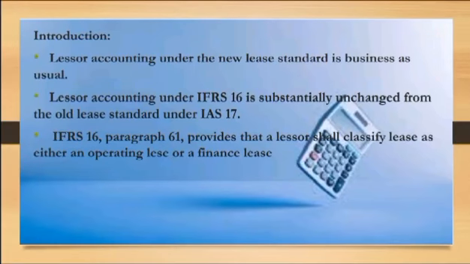So, lessor accounting under the new lease standard is business as usual. And IFRS 16, paragraph 61, provides that a lessor shall classify leases as either an operating lease or a finance lease. So, what is an operating lease and what is a finance lease?